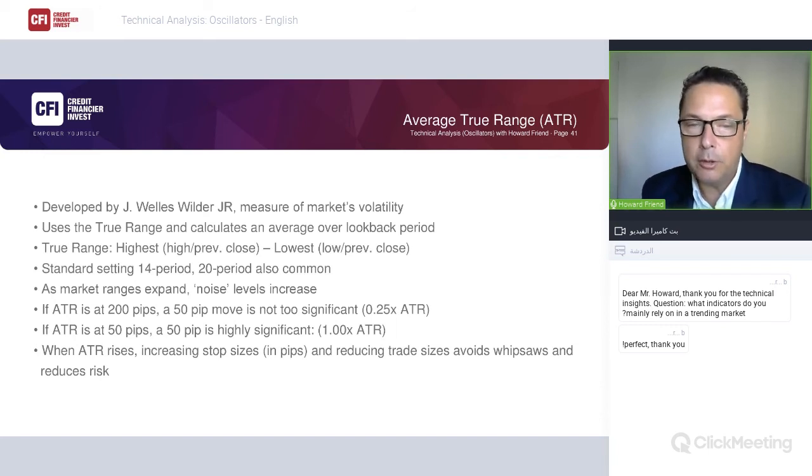So what we're doing is when the volatility rises, we're increasing the size of our stop, but because we're taking on more risk using a wider stop, we need to cut down our trade sizes. And this way, we'll keep our dollar risk constant, but we are avoiding the whipsaw that we see based on the noise.